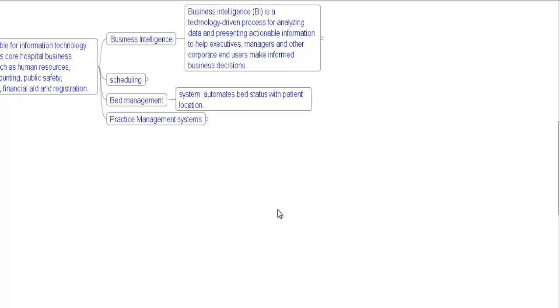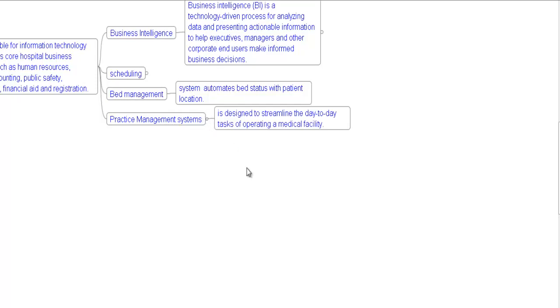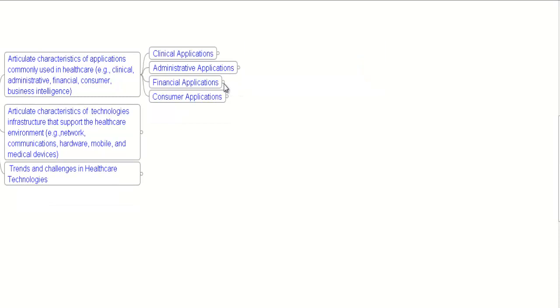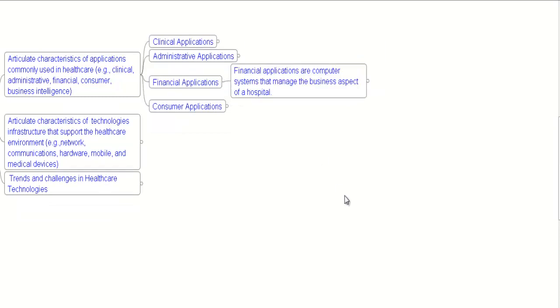And now we will see the next application under administrative applications, the practice management system. It is designed to streamline the day-to-day tasks of operating medical facilities. Now we'll see the next application, financial applications. Financial applications are computer systems that manage the business aspect of hospitals.